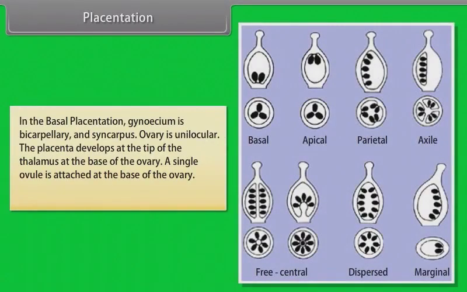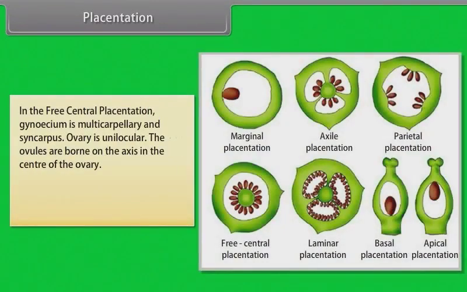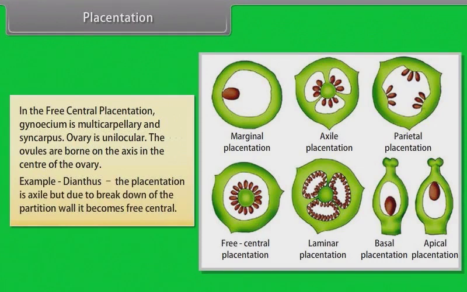In the basal placentation, gynoecium is bicarpellary and syncarpous. Ovary is unilocular. The placenta develops at the tip of the thalamus at the base of the ovary. A single ovule is attached at the base of the ovary. Example: Tagetes. In the free central placentation, gynoecium is multicarpellary and syncarpous. Ovary is unilocular. The ovules are borne on the axis in the center of the ovary. Example: Dianthus. The placentation is axile, but due to breakdown of the partition wall, it becomes free central.